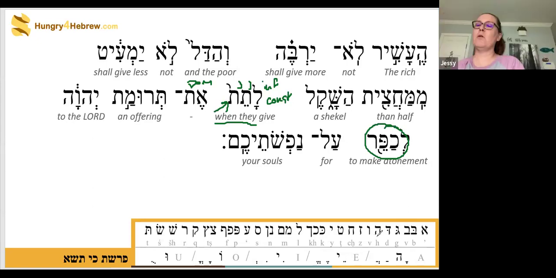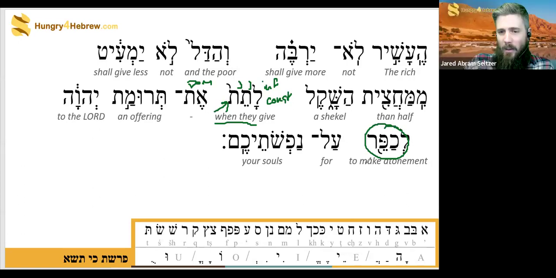Yom Kippur. So lechaper is to make a covering or atonement, same as Yom Kippur. Al nafshotechem. Look, there it is. The original form, nafsh, has the original because of the pronominal suffix on it. Here's the ot, making it plural. The yod is inserted. This is historically a genitive yod, but it lets us know that it's plural in biblical Hebrew. And chem says it belongs to you all, your beings, your souls.